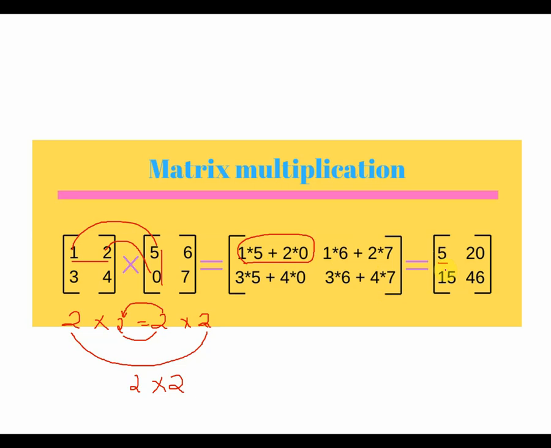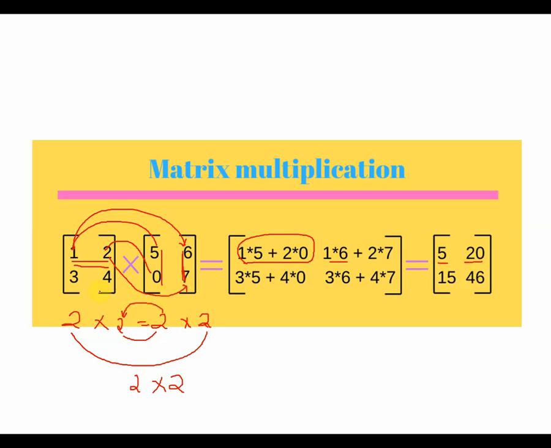How to go about with the next element? You have to multiply this row with now the next column, which is this one. So how do I multiply? 1 into 6 plus 2 into 7. So as you see over here, 1 into 6 is 6 plus 2 into 7, 14. So 6 plus 14, 20. This is the final element.